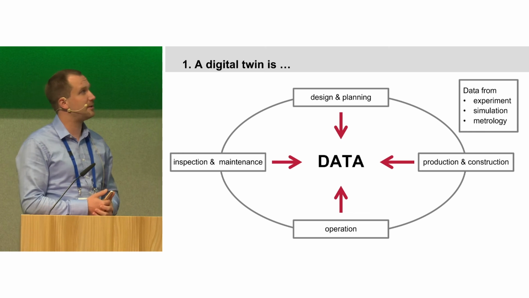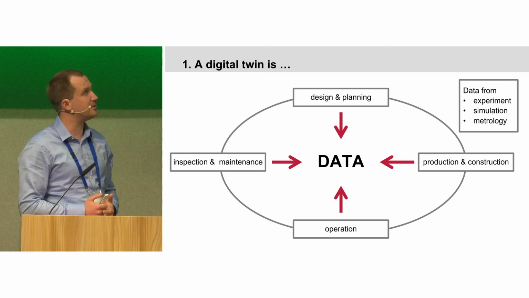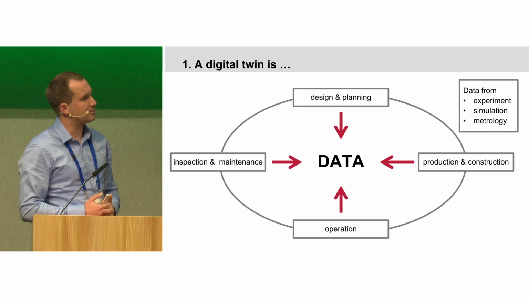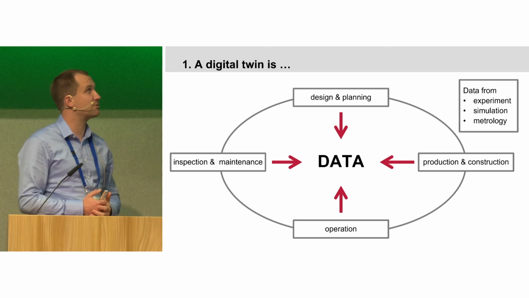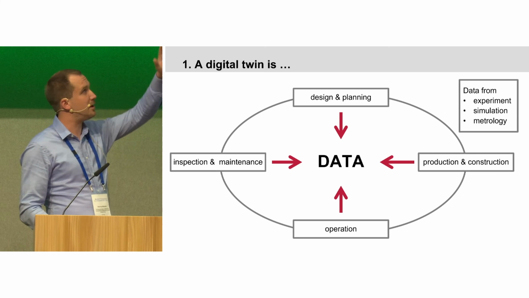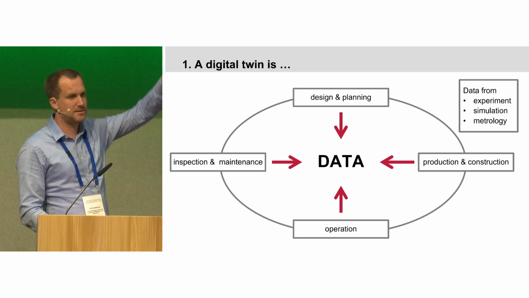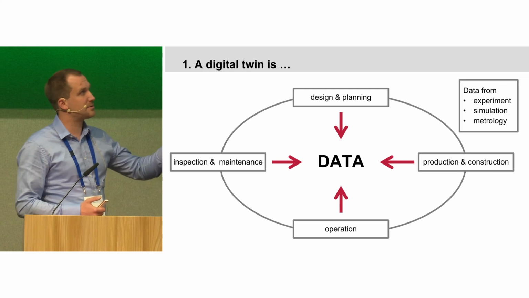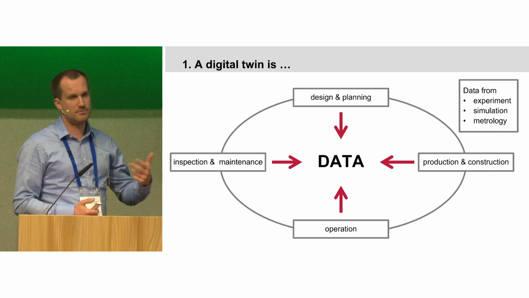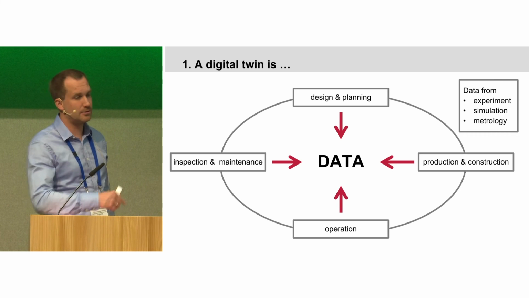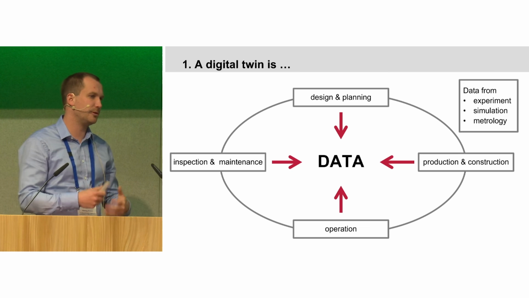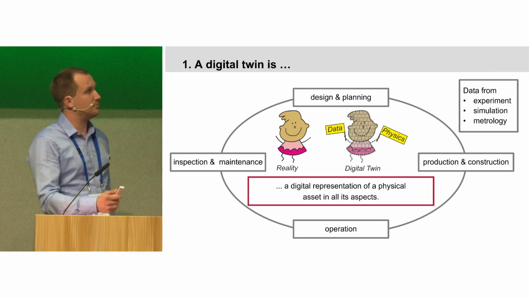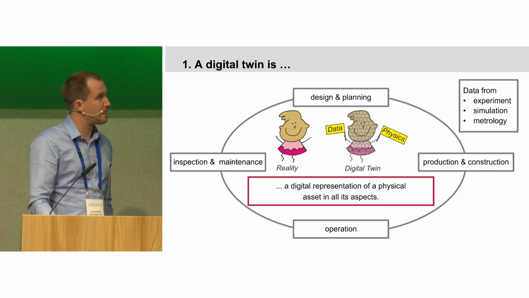So we look at the product lifecycle, which starts with the design and planning phase. This is where most of the projects here are at the moment. Then we have the production and construction, the operation, and the inspection and maintenance. What has been developed in the past are numerical models that are mostly based in the design and planning phase. But actually, over the entire product lifecycle, we have experiments, simulation, and also metrology, thus monitoring data. And the idea is now to merge all this information in order to yield a fully digital representation of a physical asset. So to have a digital representation of the reality.